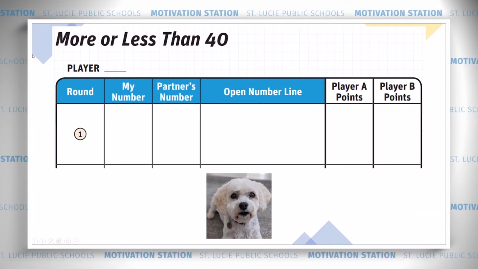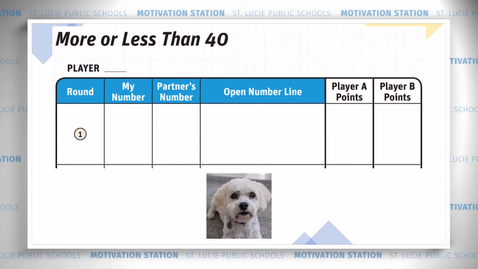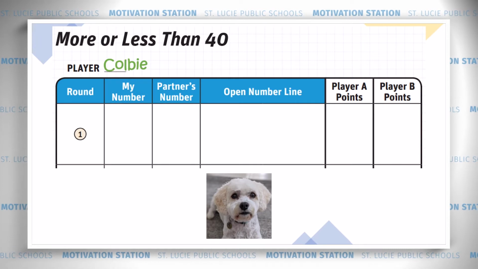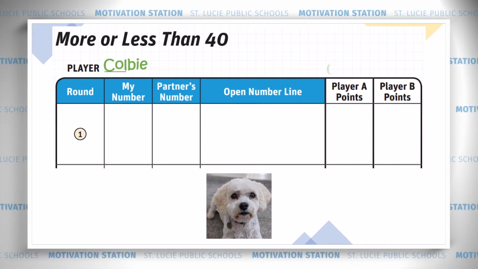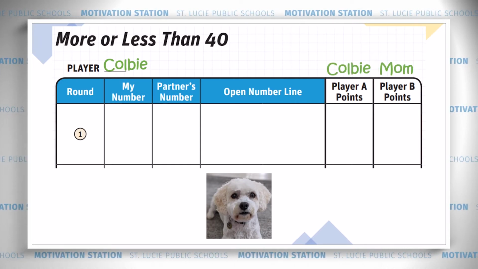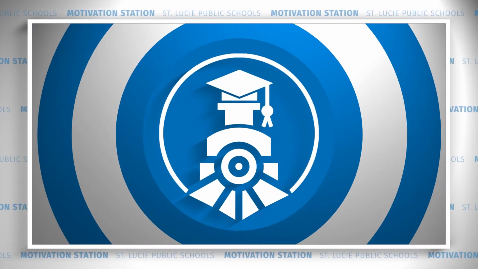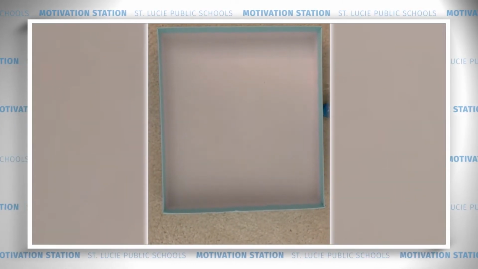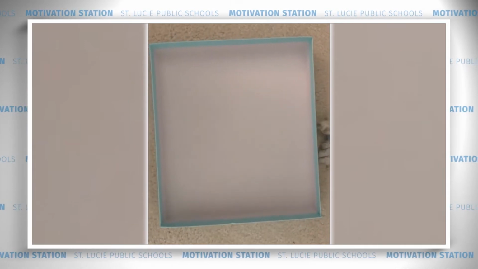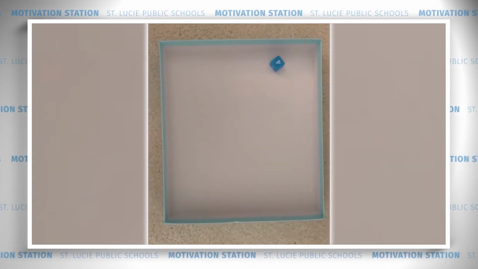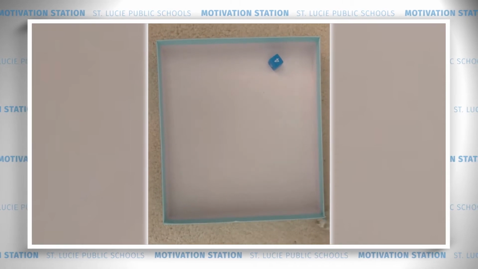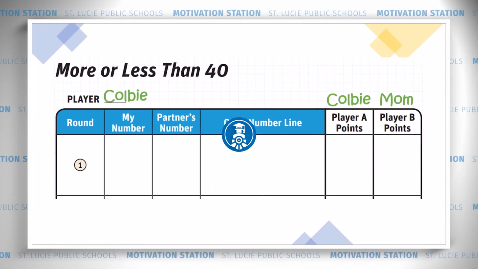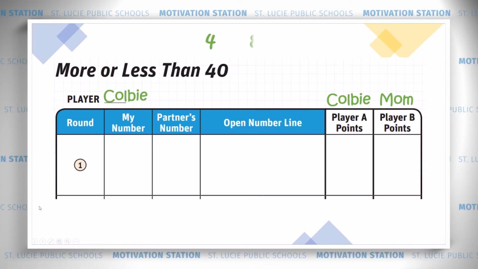More or less than 40. Let's see. Player, it's me, Colby, and I'll be player A. So Colby is player A, and my mom will be player B. Goodness, this was easier with my mom rolling the dice, but she can't help me. Oh, there's 1. Okay, now 1 more. Come on. Ugh. I rolled a 4 and an 8.